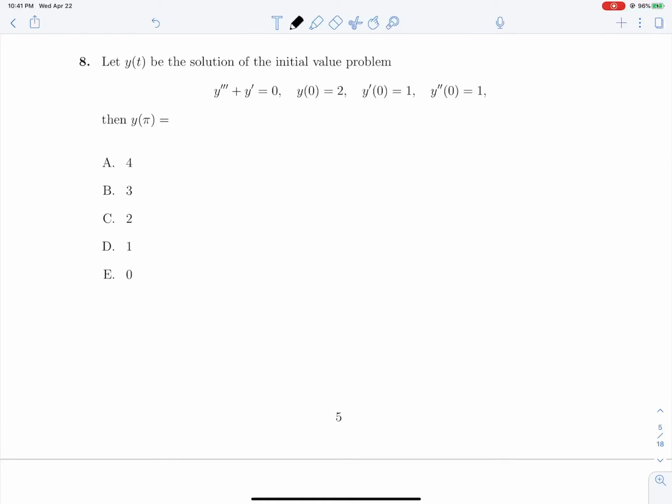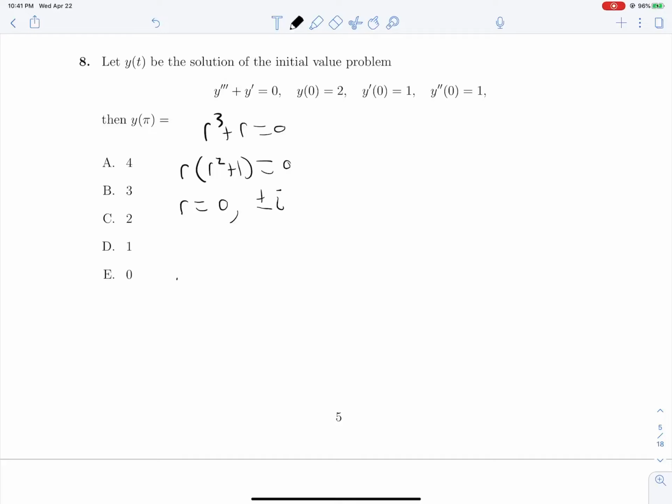For number 8, we're finding the solution to this initial value problem and computing y at pi. We're just solving our characteristic equation here, so r cubed plus r is equal to 0. R times r squared plus 1 is equal to 0. So r is equal to 0 and plus or minus i.